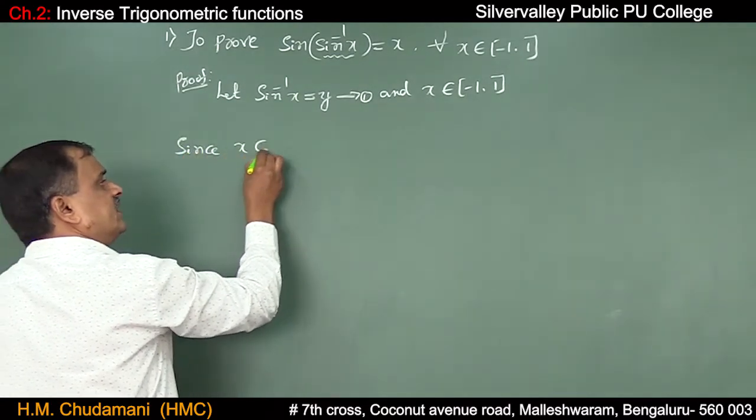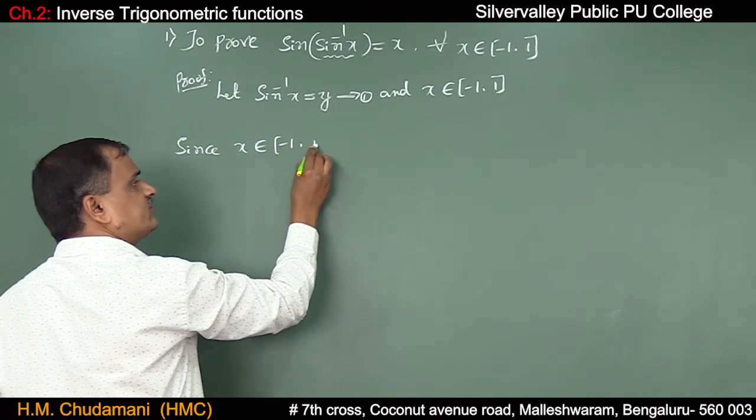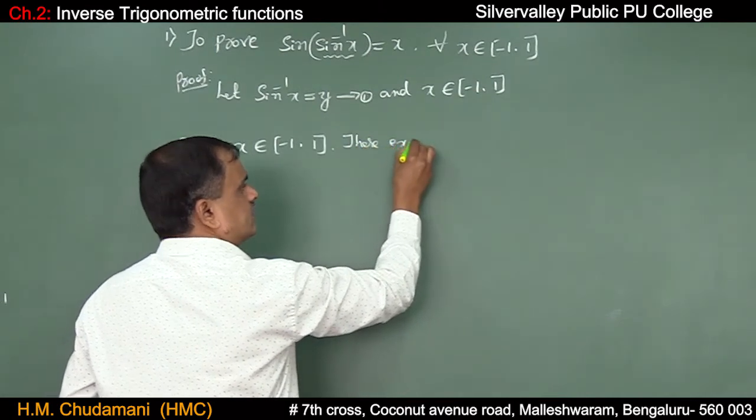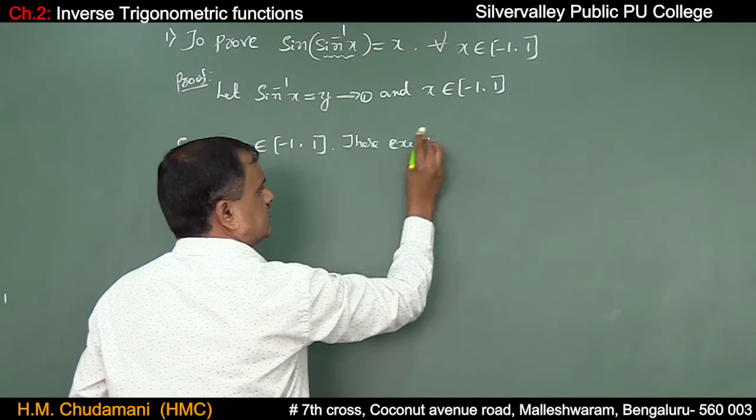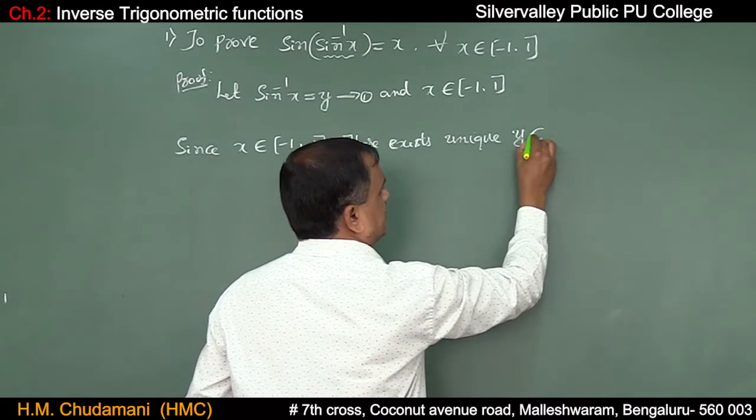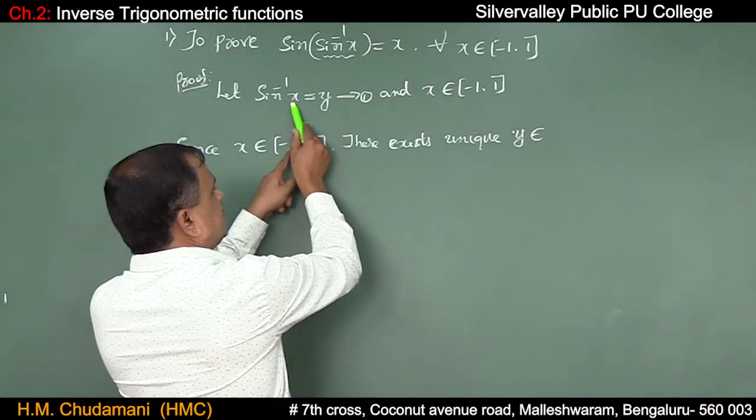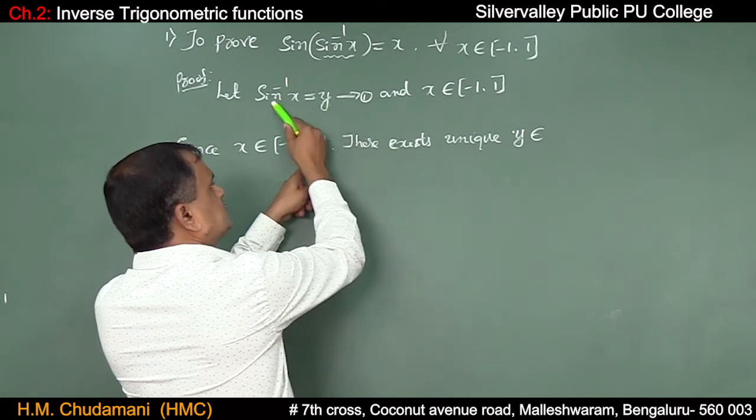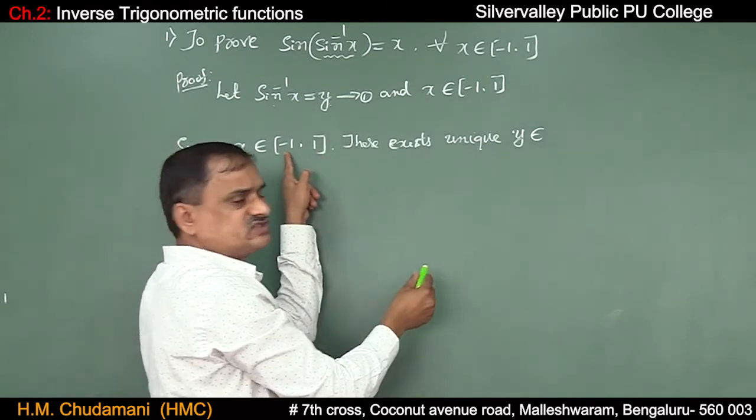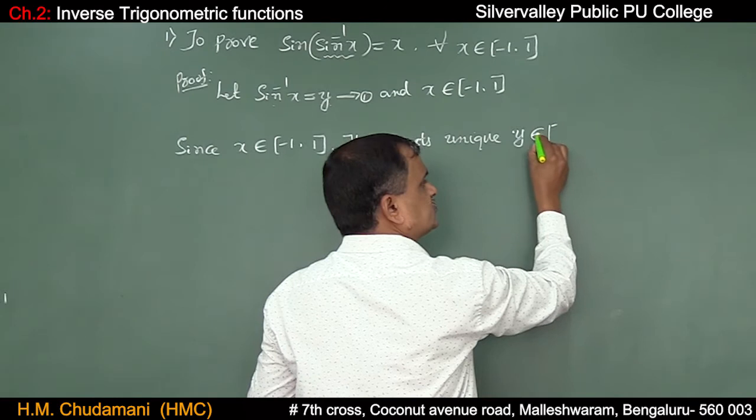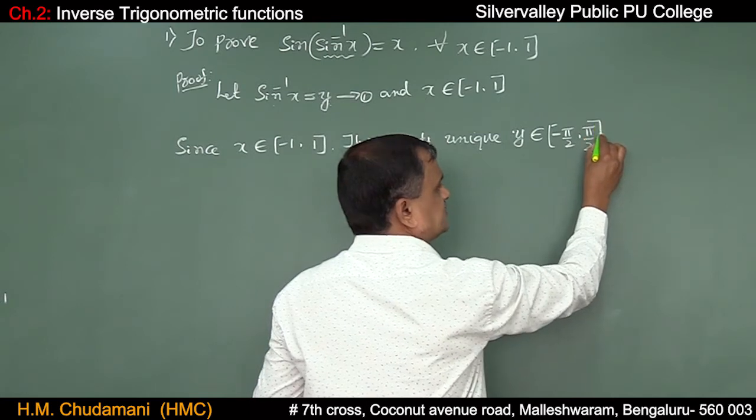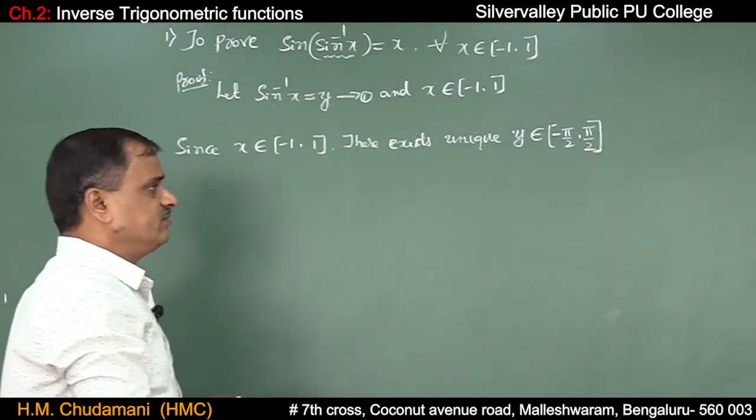Since x belongs to the closed interval minus 1 comma 1, there exists a unique y. So for x minus 1 and plus 1, y is equal to sine inverse of 1 is pi by 2, sine inverse of minus 1 means minus pi by 2. So y belongs to minus pi by 2 comma plus pi by 2.